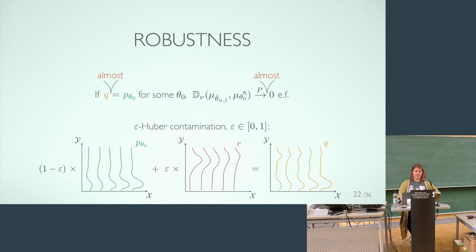So this is our quantification of the word almost. What if Q is almost p theta 0? We see that if Q is an epsilon contaminated distribution, then the distance between the true uncontaminated embedding and the estimated one goes to C0 epsilon exponentially fast. While naturally we can't guarantee that it will go to 0, if epsilon is close to 0, we bound the error here. And C0 only depends on the definition of the problem, so it doesn't depend on N or L.